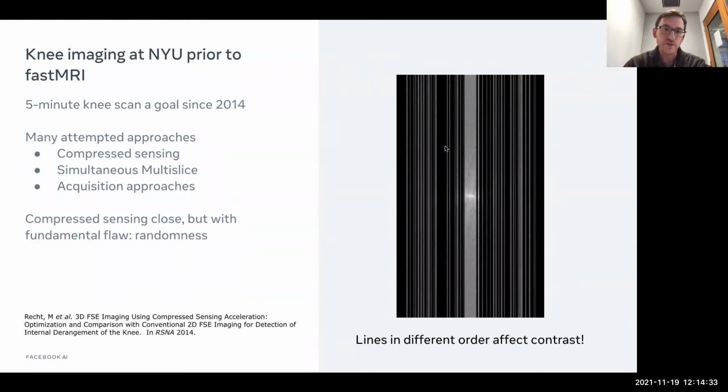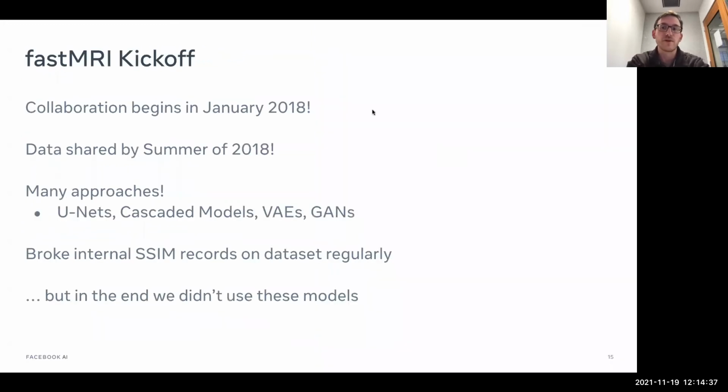So to finally get over the hump, NYU reached out to some researchers at FAIR, and we spun up the fastMRI project. So the collaboration started in January 28th.